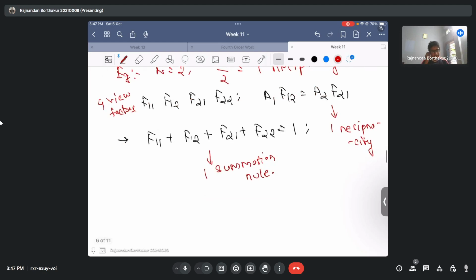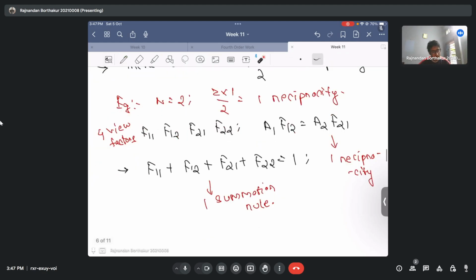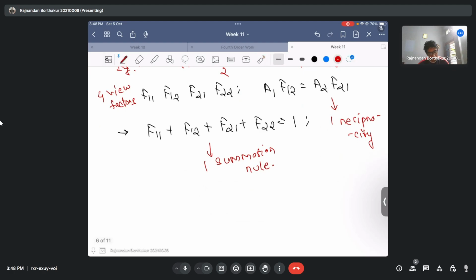Okay, which means out of these four view factors, one view factor will be obtained from this reciprocity relation and one view factor will be obtained from this summation rule. Now this summation rule, sorry, I made a mistake here. This is the summation rule for surface 1, and I can also write a summation rule for these surfaces, which is f21 plus f22.